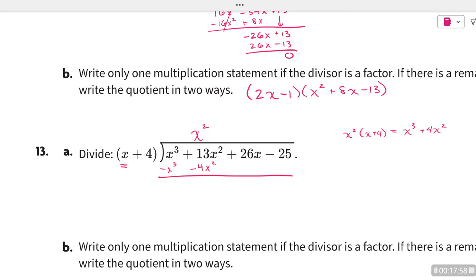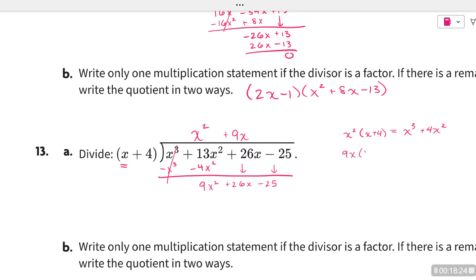Okay, so our first terms, just like we want, go away, which is great. And then 13 minus 4 gives us 9, or 9x squared, I should say. Pull down that 26x and pull down the 25, minus 25. Okay, so x and 9x squared. x goes into 9x squared 9x times.